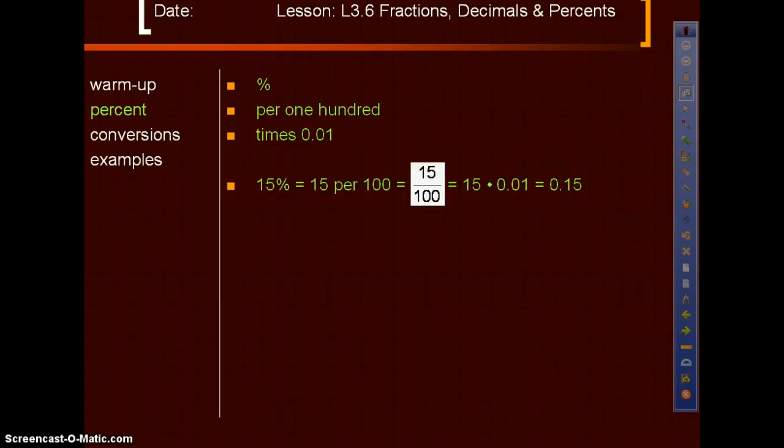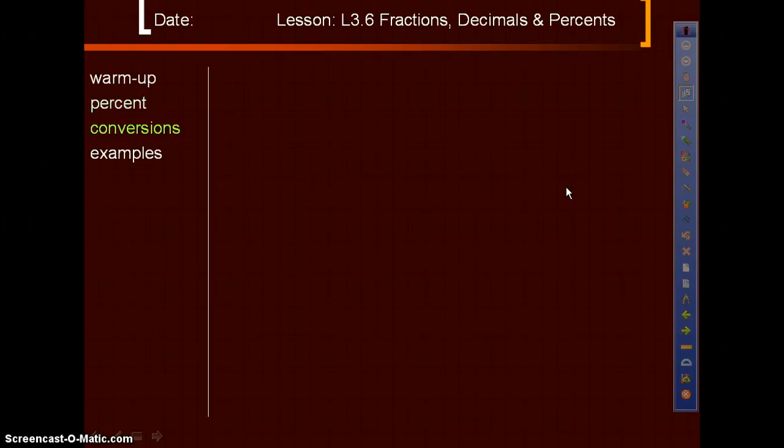So as we take a look, 15% could also be interpreted as 15 per 100, or in the fraction form 15 per 100. We could also see it as 15 times 100th, giving us 0.15. If we were to divide out this fraction, 15 divided by 100, we would actually find the equivalent decimal 0.15. These are all different versions of a percent.